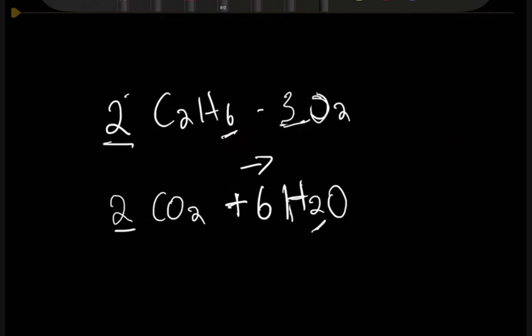So now our hydrogens are balanced, right? Let's not look at the oxygens yet. Oxygen is by itself, so let's leave that to the end. Let's look at the carbons next. There's 4 carbons here, right? But I only have 2 here, so what should I put here?